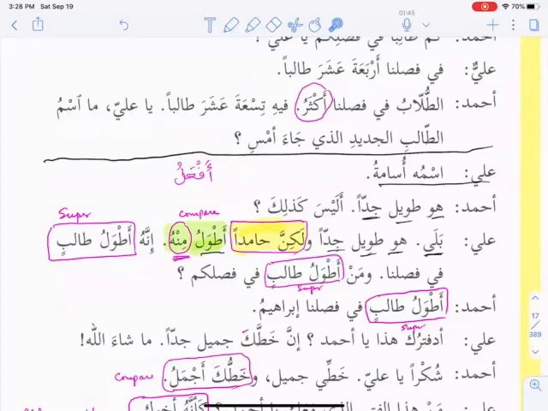Okay, my brothers and sisters. So here atwalu has come in the beginning. So this is your mubtada. Wahuwa mudaf, talibin mudaf ilayhi. Where is the khabar? Is this your khabar? No. The khabar is this: the tallest student is Ibrahim in our class. This is your khabar.